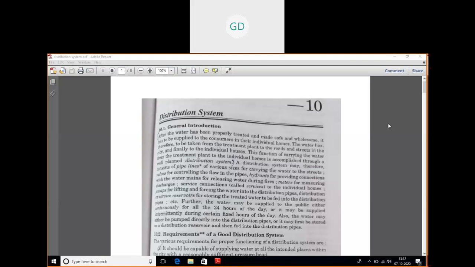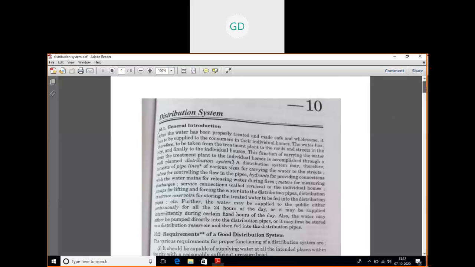Then it also consists of valves, and valves are required for what? For controlling the discharge. Then we have hydrants. Hydrants are for providing connections for fire hydrants and also the individual service connections. And pumps are also used for lifting or forcing the water into the distribution pipes. Then we have distribution or service reservoirs for storing the treated water. All these things together are known as your distribution system.